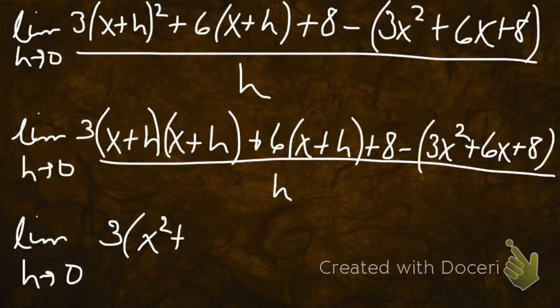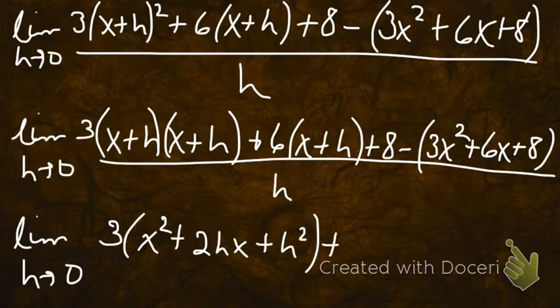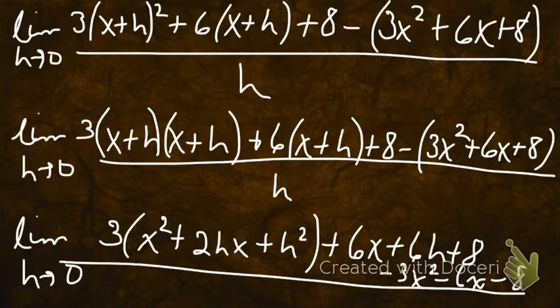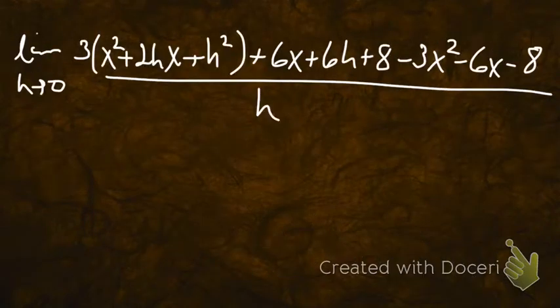The outers make hx, the inners make hx. That's 2 of those. And the last, h squared. Still need to triple. I do have a 6 to distribute. Looks like I'm running out of space. This is take away 3x squared, take away 6x, take away 8, and this is all going to be divided by h. One more time. Oh, there it is. Distribute the 3.